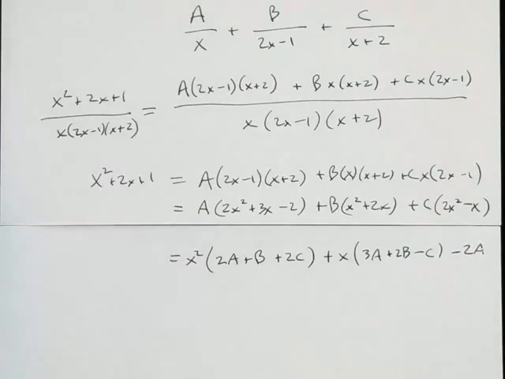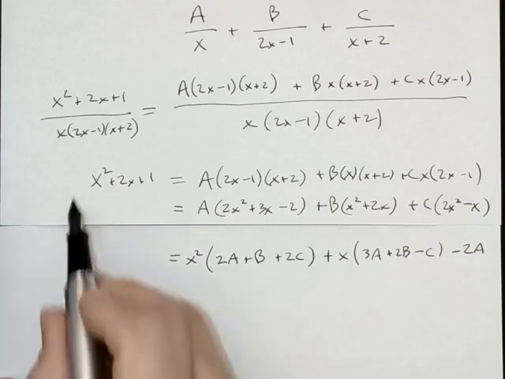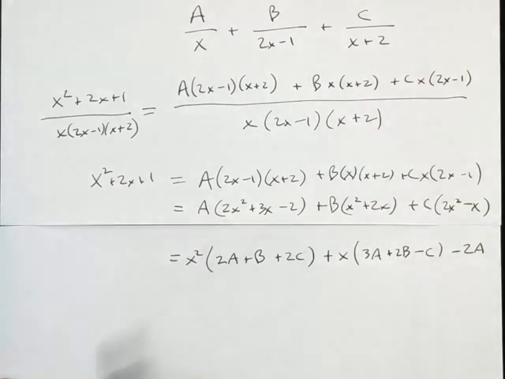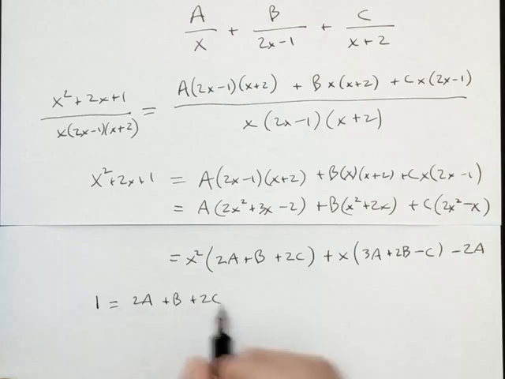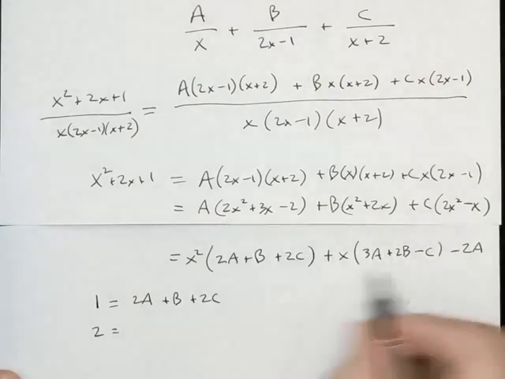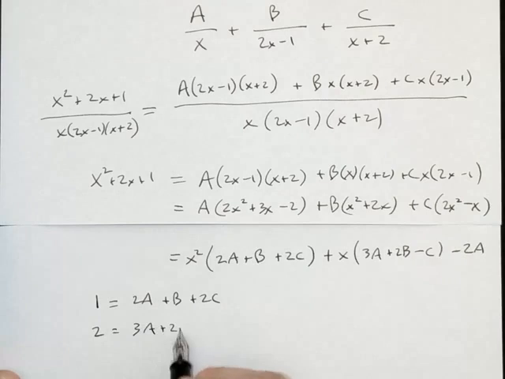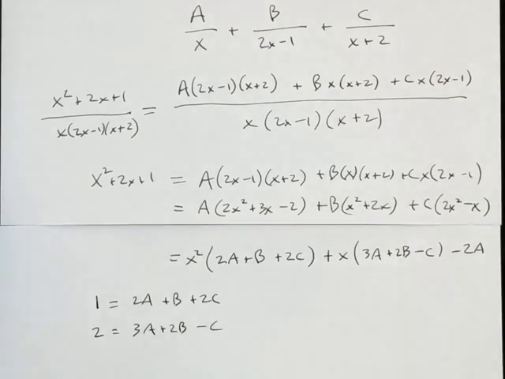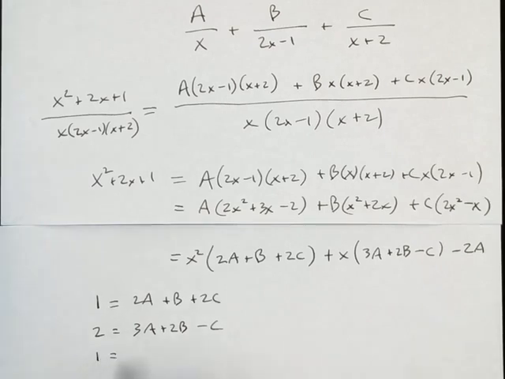Now that means I have three equations in three variables. The x squared on the left and the x squared on the right have to match each other. So this is 1x squared, and this is all of this x squared. So 1 has to be equal to 2a plus b plus 2c. X terms. The x term on the left is a 2. The x term on the right has 3a plus 2b minus c. Number terms. The number on the left is a 1. The number on the right is a minus 2a.